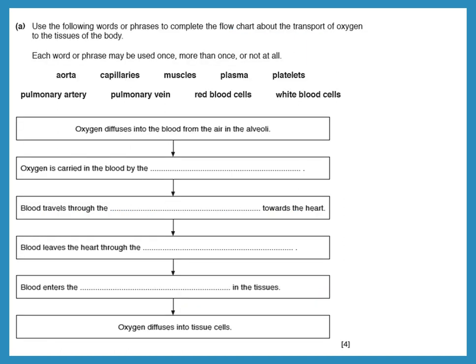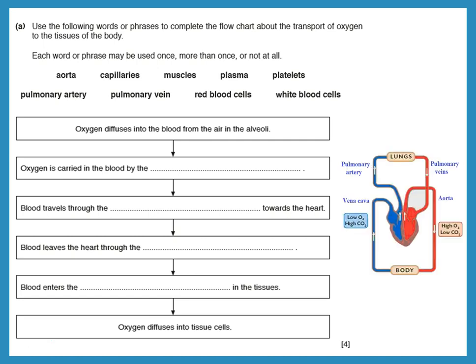Use the following words or phrases to complete the flow chart about the transport of oxygen to the tissues of the body. So he's starting with oxygen diffuses into the blood from the air in the alveoli. Now, oxygen is carried in the blood by what? By red blood cells. Remember, in the lungs the oxygen diffuses into the blood, so it is carried by the red blood cells, and the carbon dioxide diffuses out of the blood.